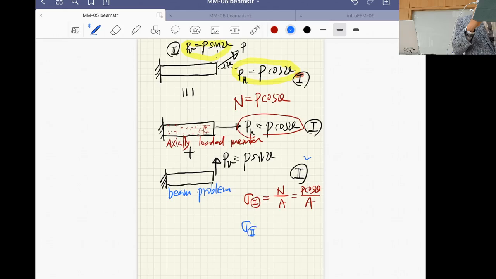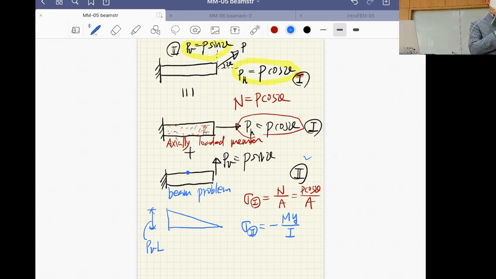Sigma 2 is equal to minus bending moment times the y coordinate. If we want to calculate the stress here, for example, the stress is linearly distributed, and divided by the second moment of inertia here. Then let's calculate the bending moment. The bending moment diagram looks like this, isn't it? So this is a triangle. This is equal to P_B times the length, isn't it? Right? P_B times the length.